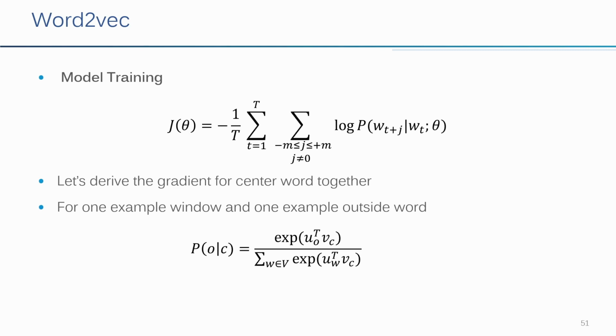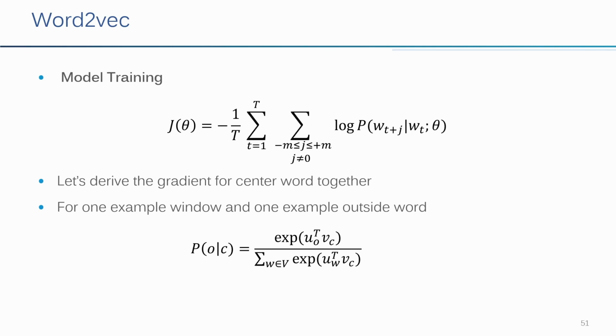So, how do we get from this formula here, this cost function, to the actual probability, what we're observing, and what is our prediction? We will derive this. We will derive the gradient for the center word together. If you do this for the context word, it's pretty much the same thing, but the other way around.